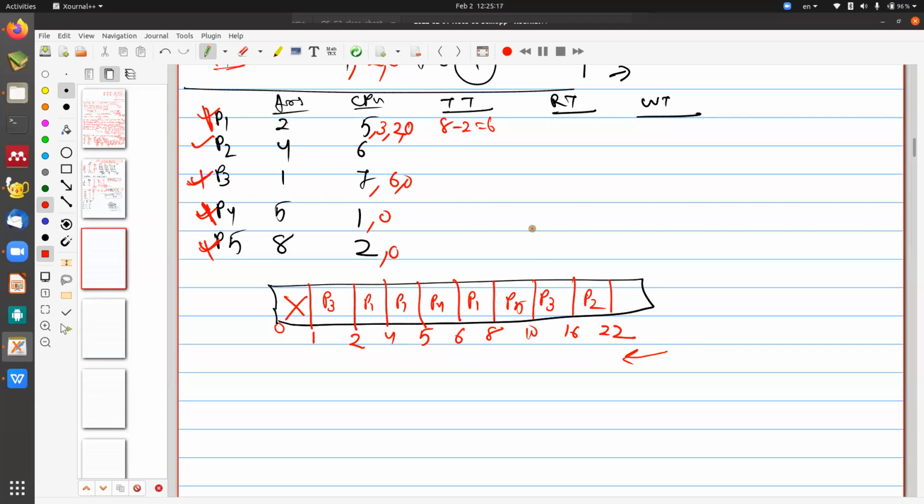P2 ends at 22, so 22 minus 4, how much will you get? 18. Then P3 is 16, so 16 minus 1 is 15. P4 is 6, so 6 minus 5 is 1 unit. Then P5 is 10, so 10 minus 8 becomes 2. Complete. Similarly, response time, where from?